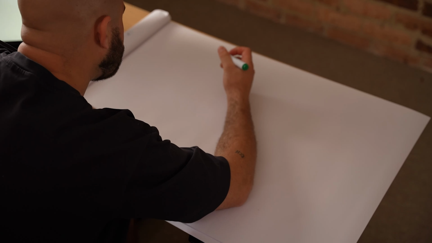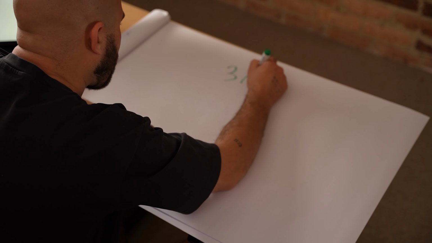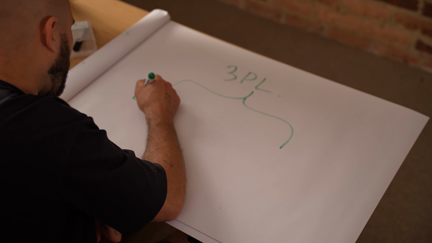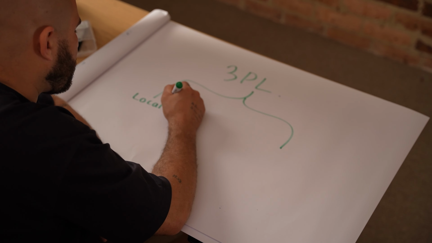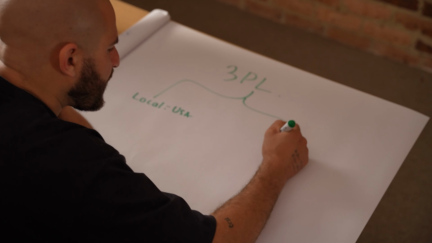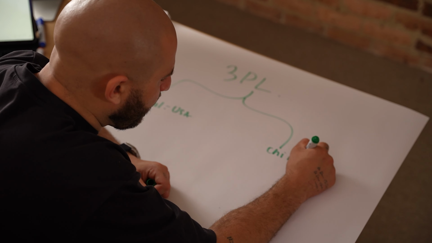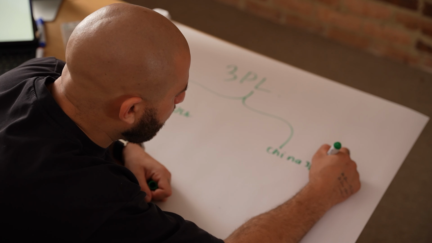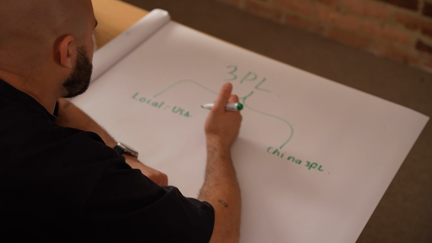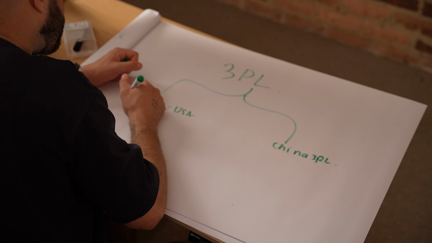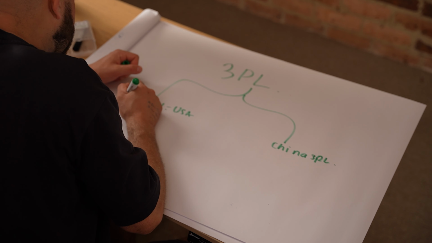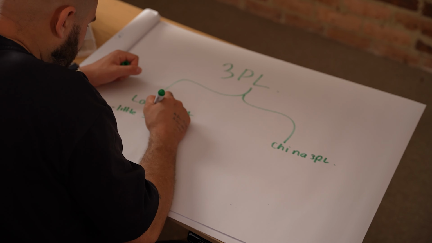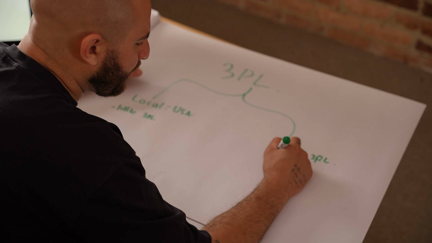So the first thing is understanding the difference between the different 3PLs. We've really got only two options: a local 3PL in your country of sale, so let's say we're creating a brand that's selling in the US, and a China-based 3PL. In terms of money and expense, these are very similar. I would say a US-based 3PL is a little more expensive, and China is cheaper.